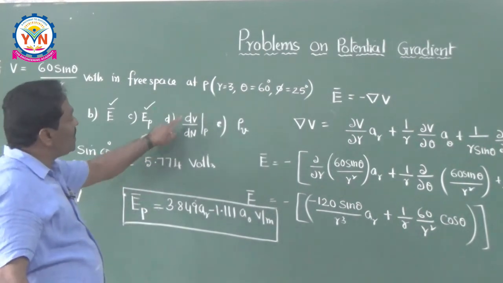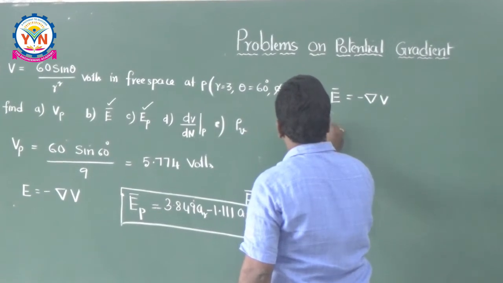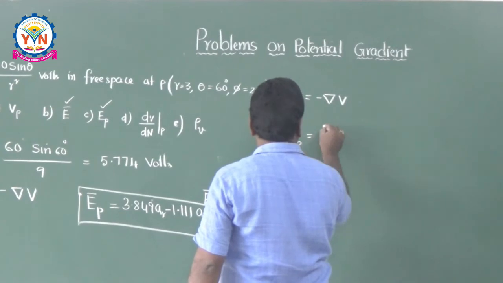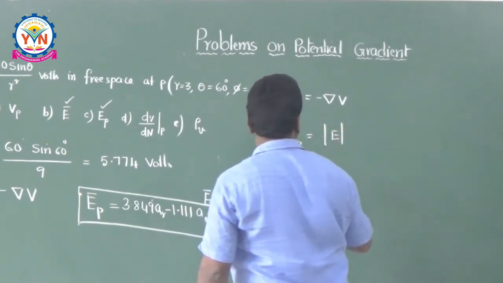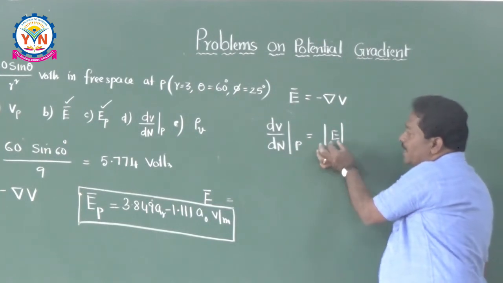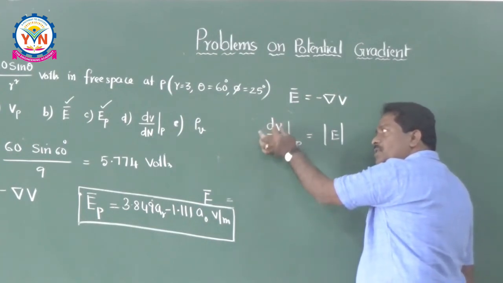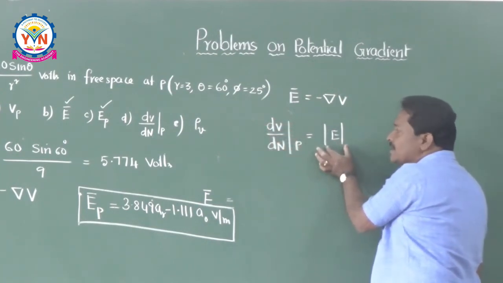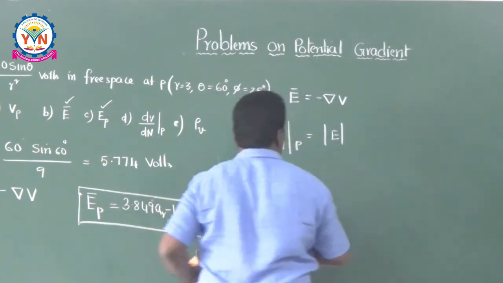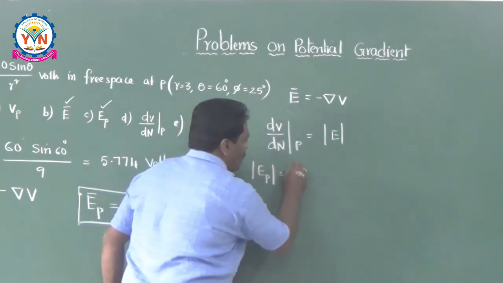Then you have to go for the dV by dN at the particular point P. What does it mean? The change of potential along the normal at P is nothing but the magnitude of the electric field intensity. In the potential classes I already told you, the electric field intensity is maximum whenever there is a positive rate of change of potential. So indirectly it is asking the magnitude of E bar.